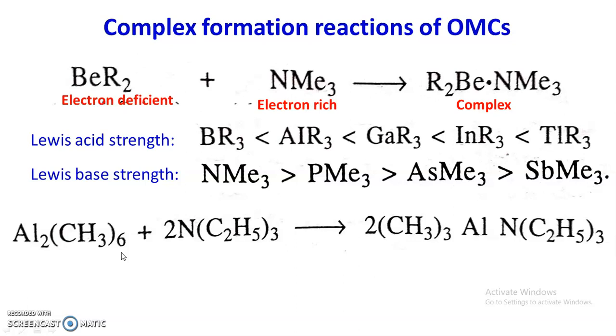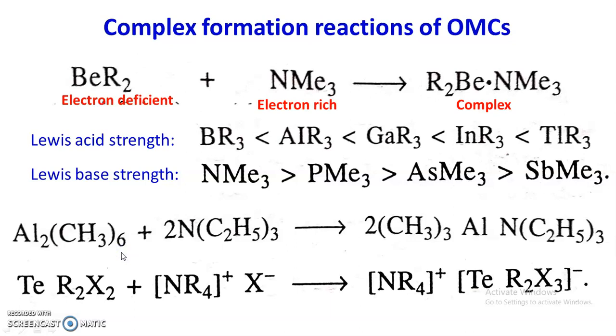So this is also very important. Again, the dialkyls of main group 16 are also able to form complexes. For example, dialkyl dichlorotellurium is able to form a complex with a quaternary ammonium salt, and this reaction is also an acid base reaction. Here the quaternary ammonium salt acts as a base and dialkyl dichlorotellurium acts as a Lewis acid, and there is a formation of a complex. So in this way organometallic compounds of main group elements are able to form complexes, and complex formation is a Lewis acid base reaction.